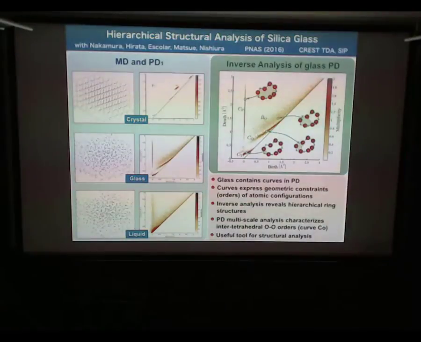And actually, this is true. By studying the inverse, in a sense, of this glass persistence diagram, we have successfully found some new geometric structures only embedded in the glass state. And we also connected the newly found structure to the physical properties, the function and structure relationship. So this is one of the examples of applying persistence to a database of atomic configurations.